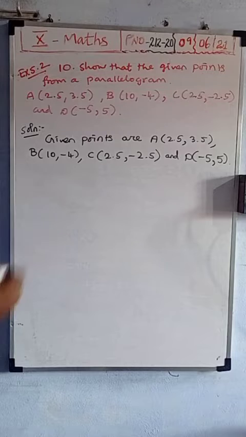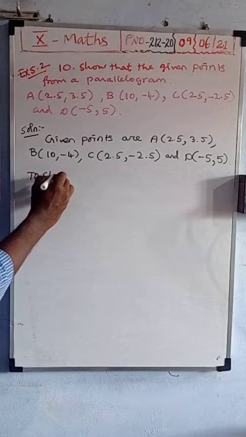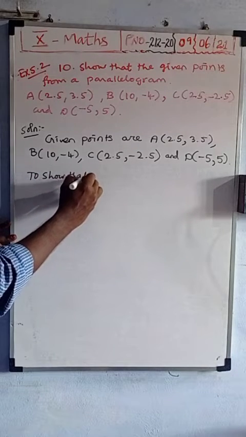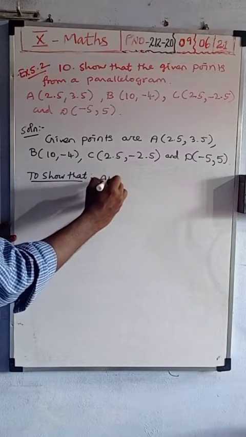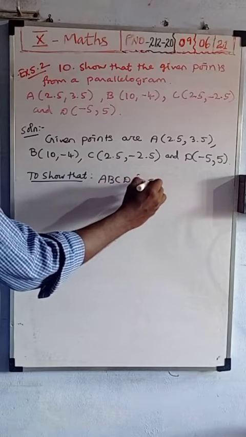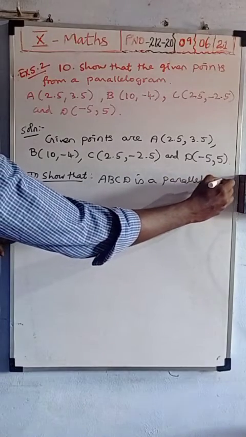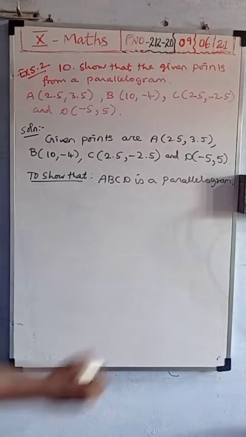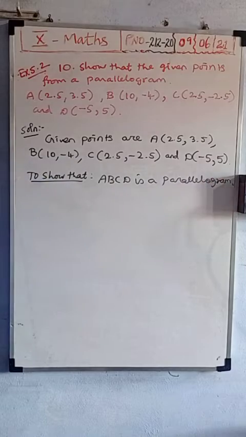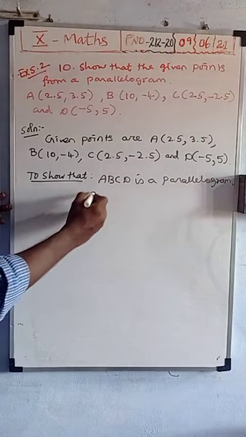So with these points we want to show that ABCD is a parallelogram. This only we want to show. Okay, now you draw this.